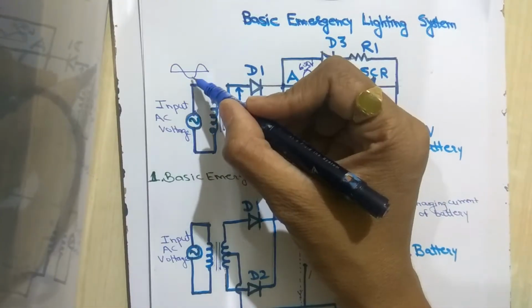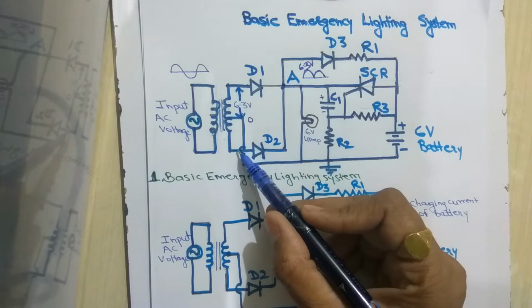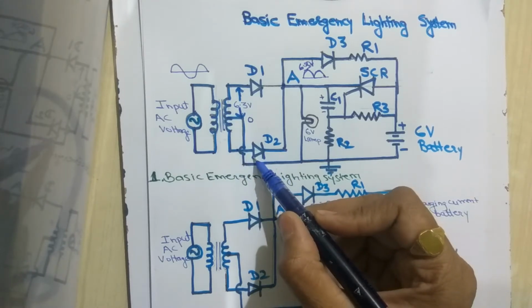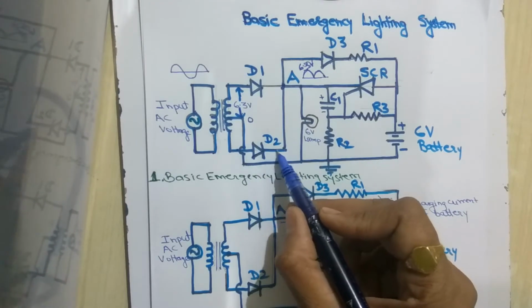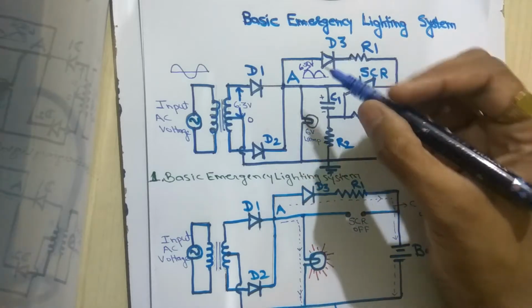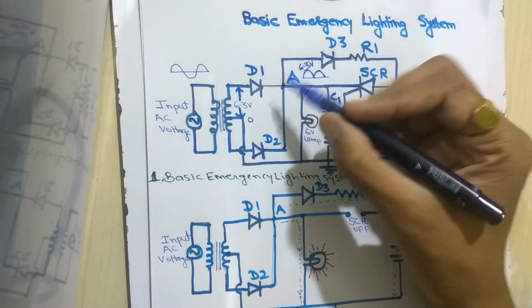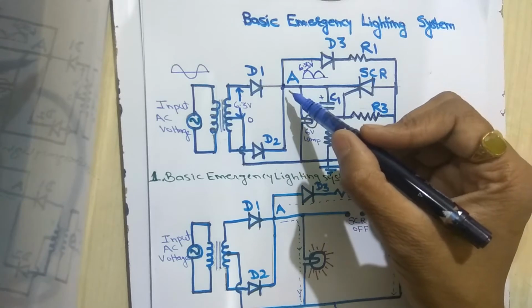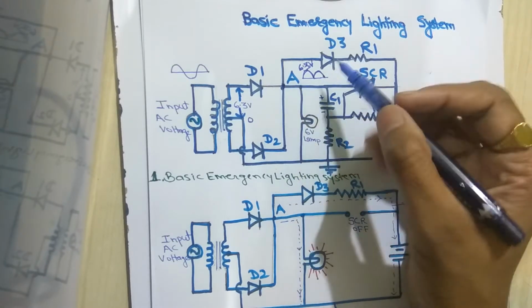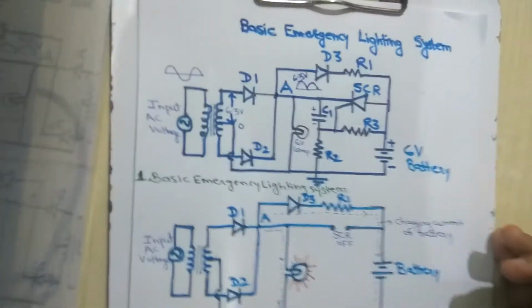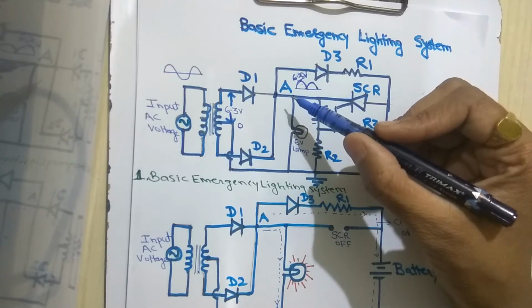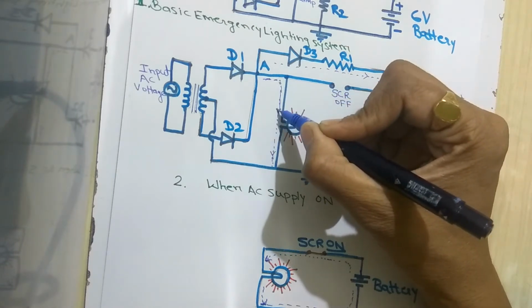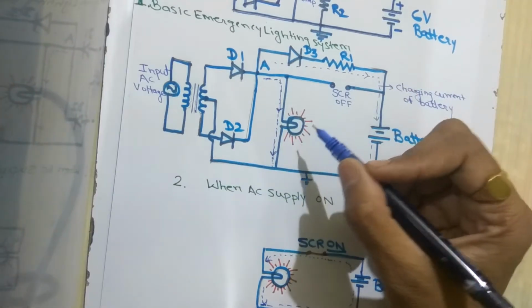Again, during the negative half cycle of the input AC voltage, the lower half winding becomes positive, and hence diode D2 is positive as compared to diode D1. Diode D2 is forward biased, and again the same rectified voltage appears at point A. The maximum amplitude of the rectified voltage is 6.3 volts. Whenever this rectified voltage is present at terminal A, current flows through the lamp, and this lamp glows.